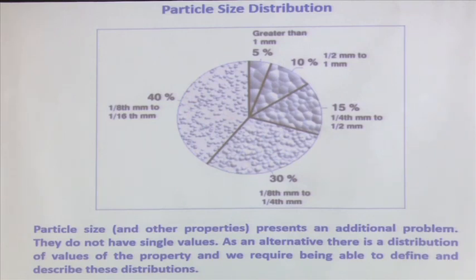I am not giving any guarantee whether I will have 10 millimeter or 100 millimeter or 1000 millimeter. I am just saying that 5% of my total population is greater than 1 millimeter. Next, I am saying it is from 1 to half millimeter, 10%. So I am giving a range, I am not specifying the individual size. Like that, half to 1/4 is 15%, 1/8 to 1/4 is 30%, then this is 50%, this is 40%, 1/8 to 1/16.